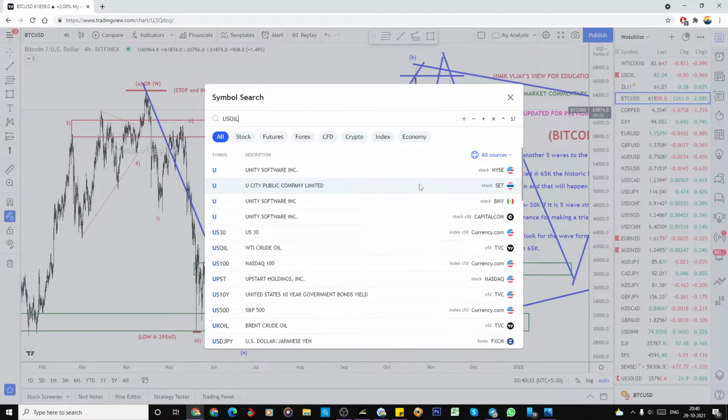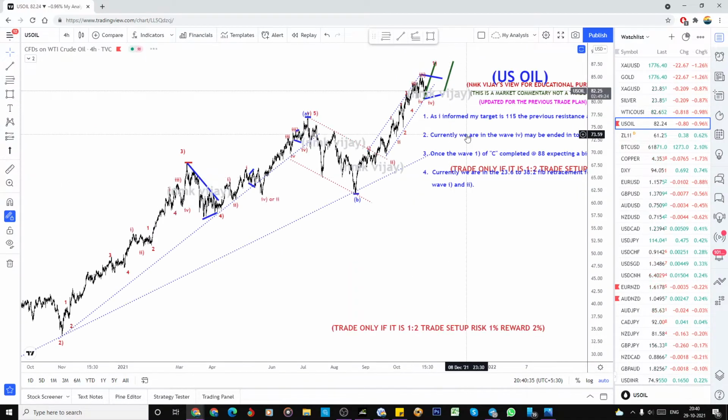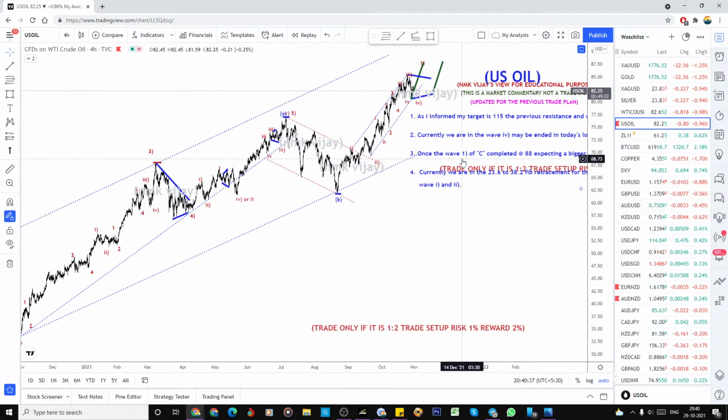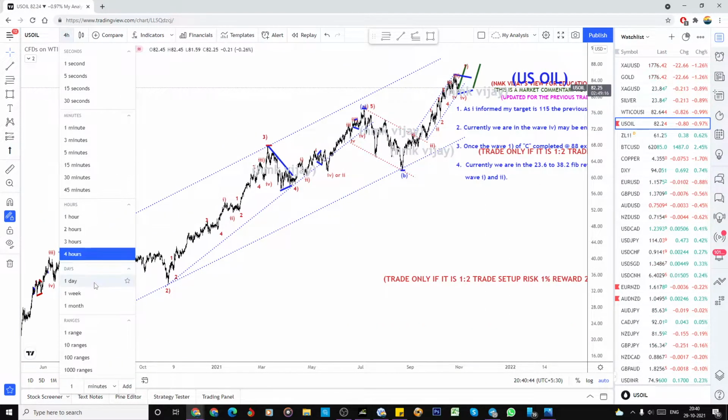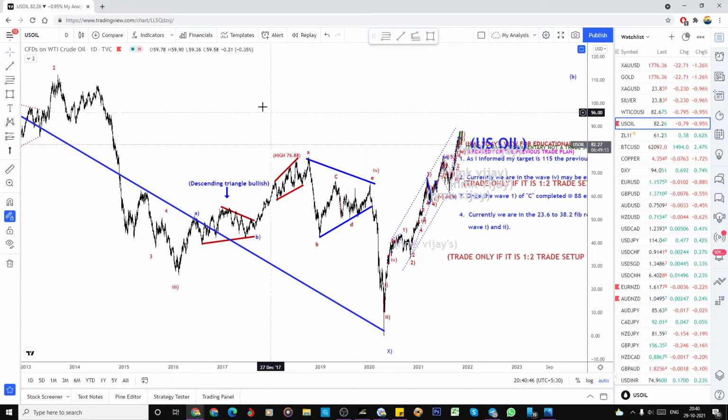So next is US oil. So what is going on here? And my target will reach, I think, soon, for the $115. So what is the $115? It is the next resistance level here.